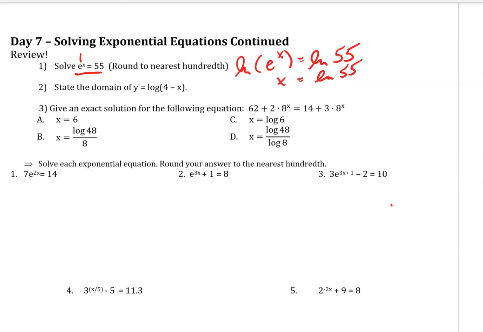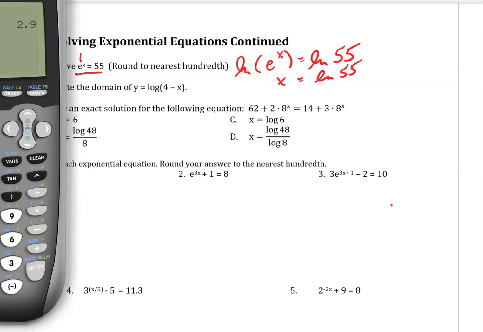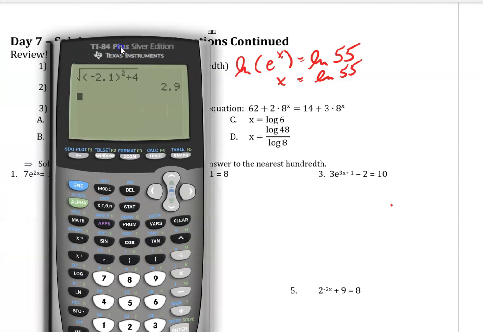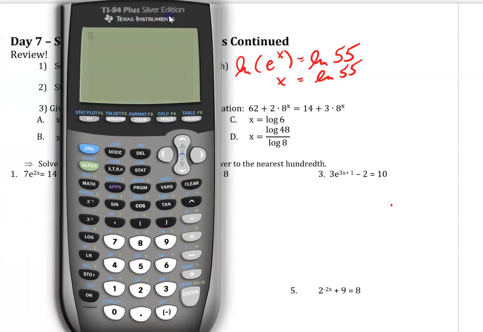We can grab our calculator. We will put in natural log of 55. 4.007, or about 4.01.